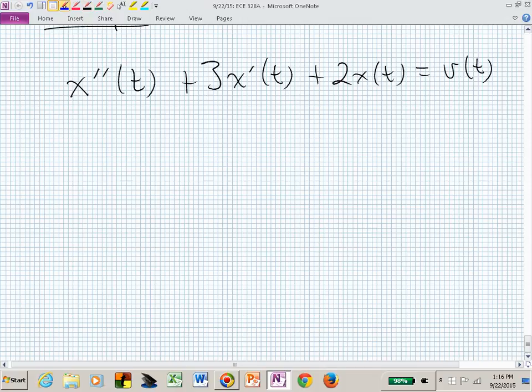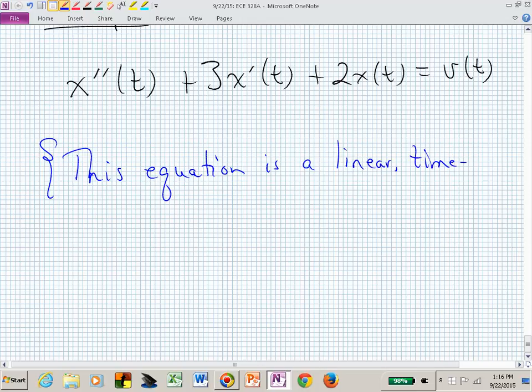Now, if you are talking to your friends about this, well, at least you guys have friends. So, here, this equation is a linear time invariant. This is what you're going to say when you walk up to somebody. Oh, we were just solving a second order linear time invariant differential equation. Let's go enjoy some lunch.